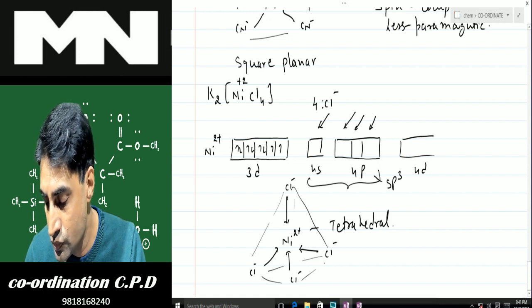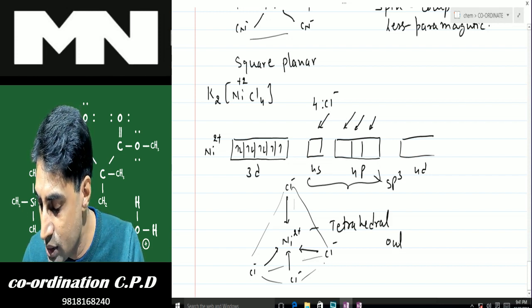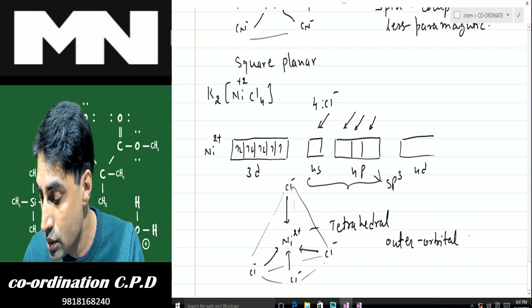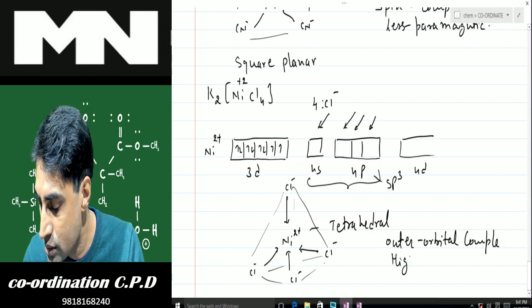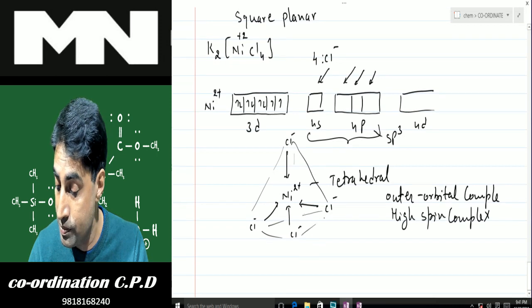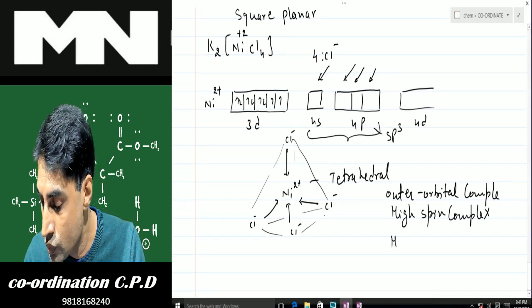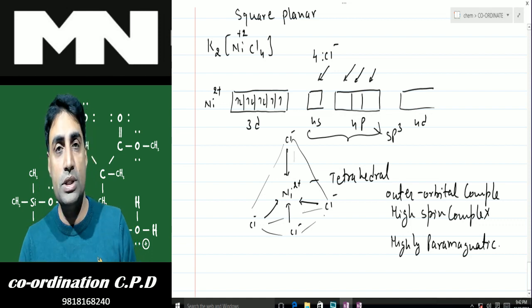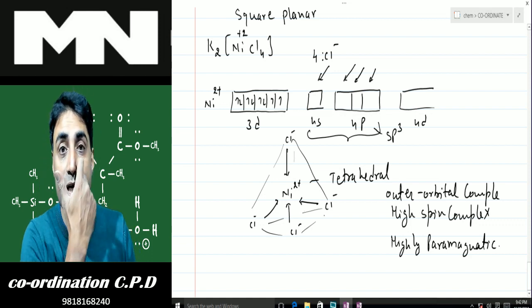Tetrahedral. This is an outer orbital complex, high spin complex, as you have more number of unpaired electrons. It is highly paramagnetic. So this is all about hybridization, VSEPR approach.